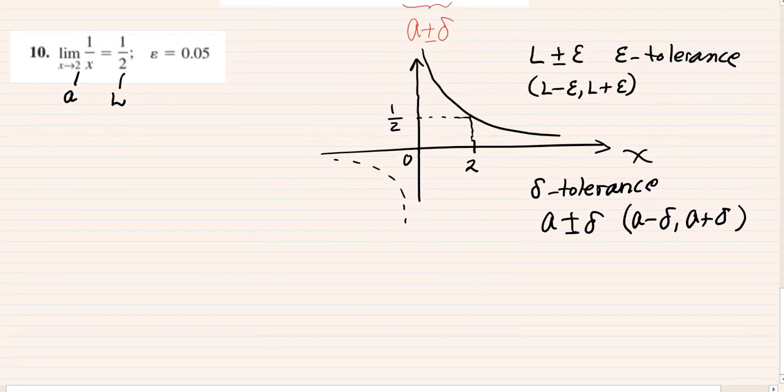Now, to be within 0.05 of the limit, I'm going to go 0.05 above. I'm going to exaggerate 0.05 just so you can see it better on your graph, otherwise they're not really that high. Notice how small epsilon is. And the epsilon tolerance will always be symmetric in that we always go plus minus epsilon. But our delta, we have to adjust for non-symmetric intervals.